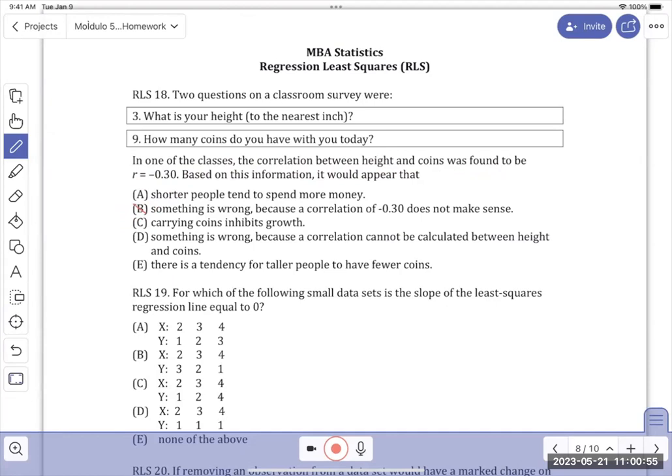It's actually the opposite because it's saying that the taller people have fewer coins, right? This is a backwards interpretation anyway. Carrying coins inhibits growth. We cannot say anything causal. Something is wrong because correlation cannot be calculated between height and coins. That's wrong. There's a tendency for taller people to have fewer coins. That's all we can say.